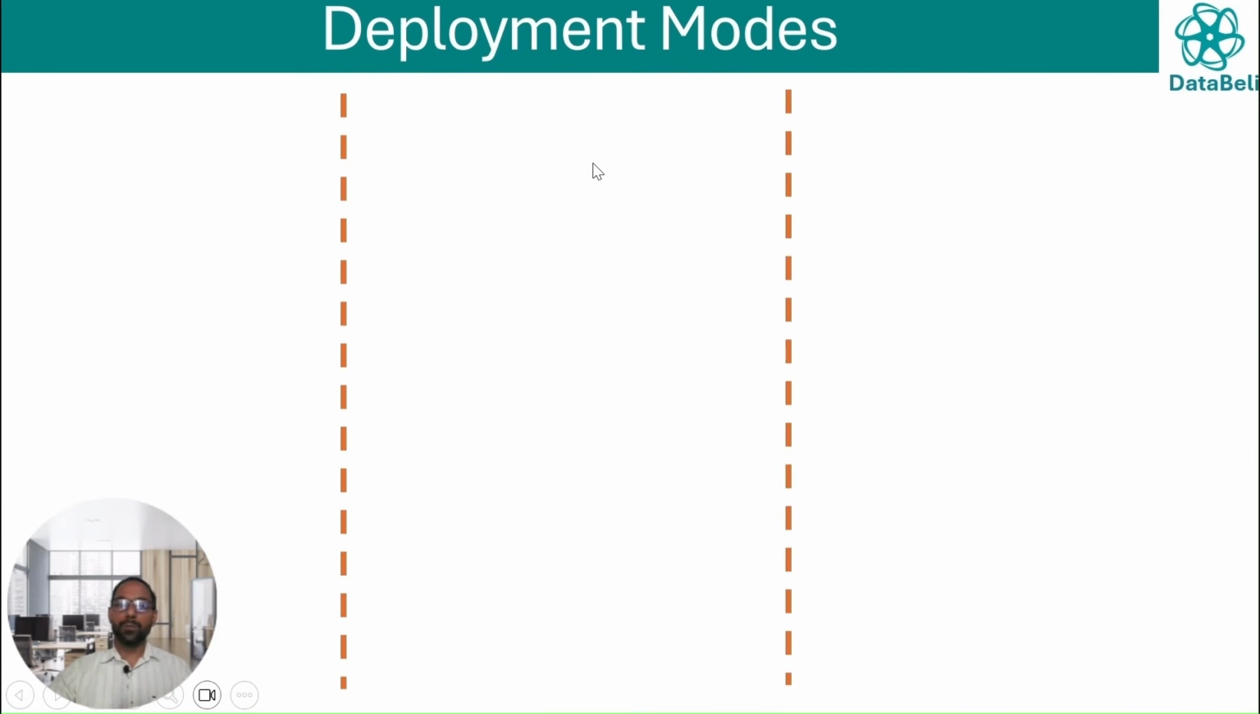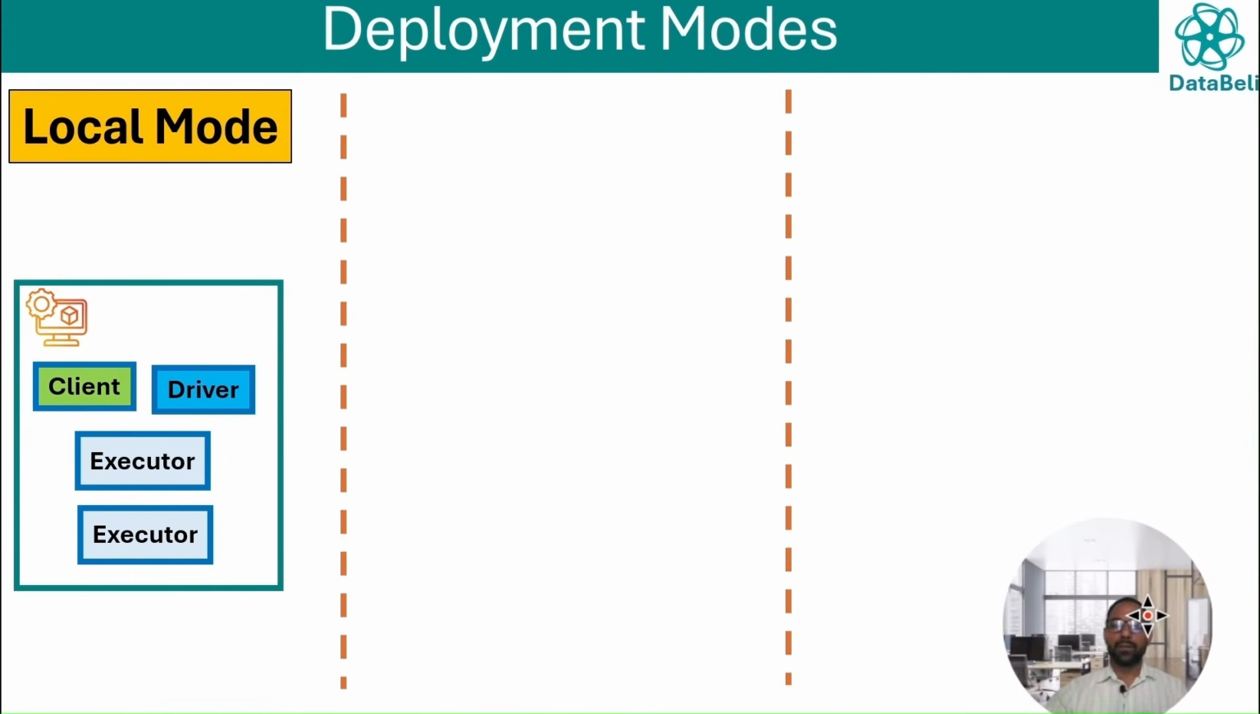Let's understand the deployment modes in Spark. As we were talking about, each and every process is a program which can run on any VM or any node. And depending on different scenarios, there are different deployment modes of Spark.